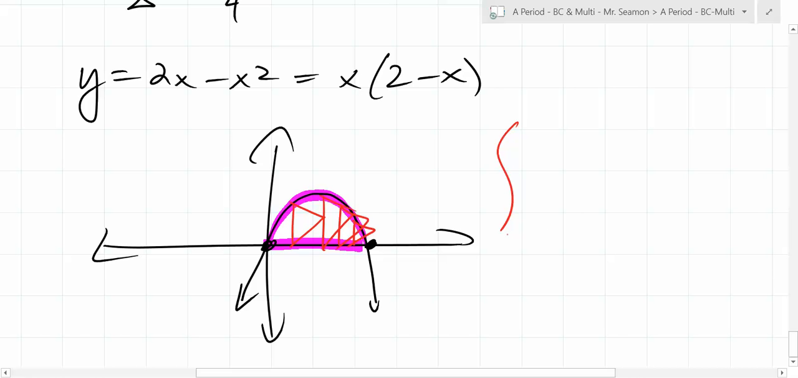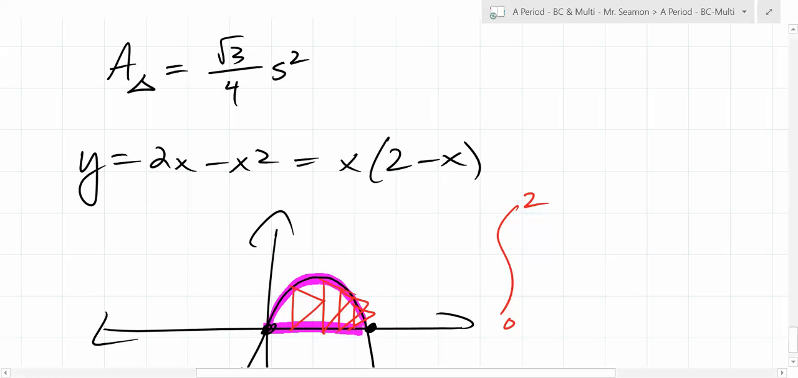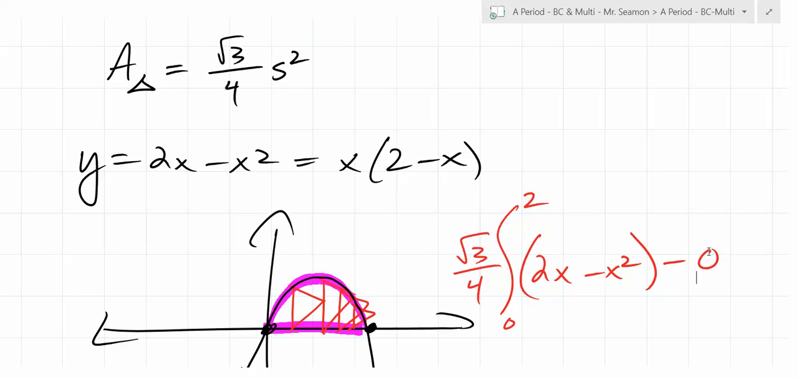X to x, and you're going from 0 to what? 2. And then what do you need? You know it's root 3 over 4 times side squared, right? What is the side squared in this case? Well, it's the upper function, which is what? 2x minus x squared, right? Minus what? 0. What is the upper bound? The function, right? What's the lower bound? 0. Could this question be redone with like y equals 6 or y equals negative 1?